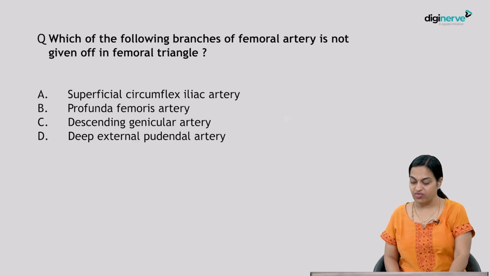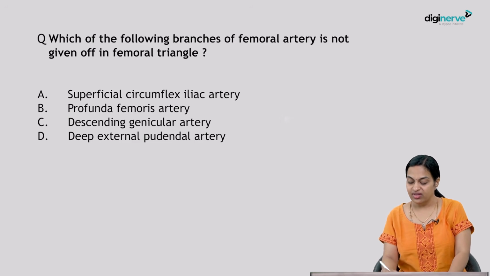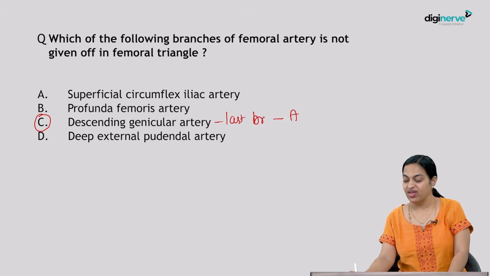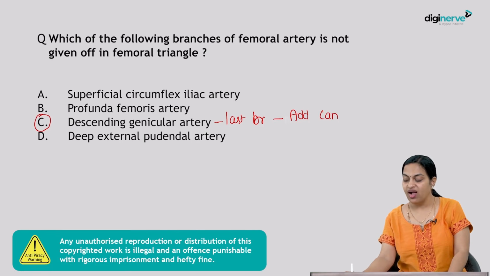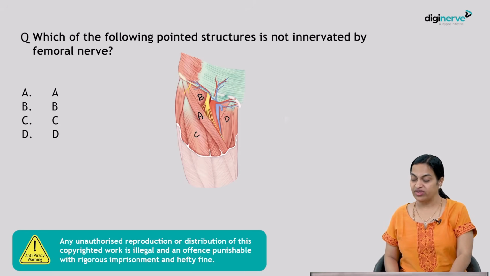Let us work out a few MCQs. Which of the following branches of the femoral artery is not given off in the femoral triangle? Yes, the descending genicular artery is the last branch coming from the femoral artery, and it is given off in the adductor canal. Okay.